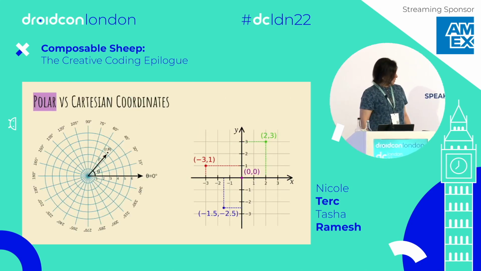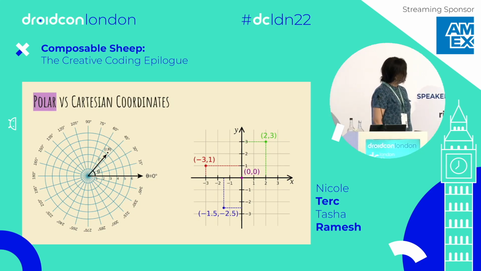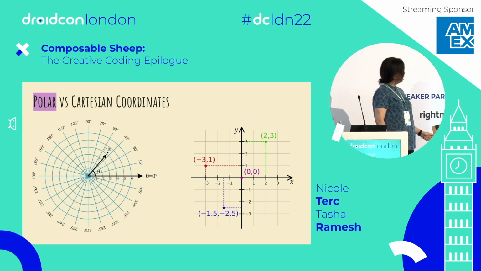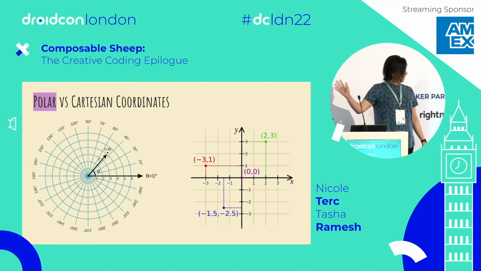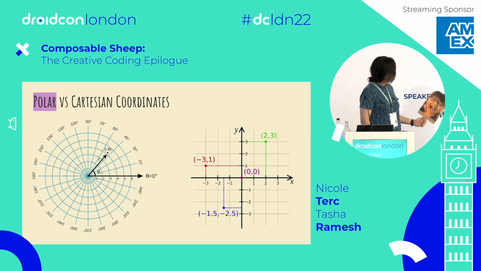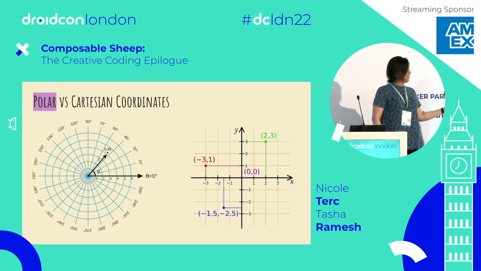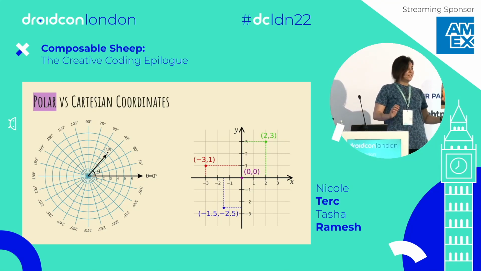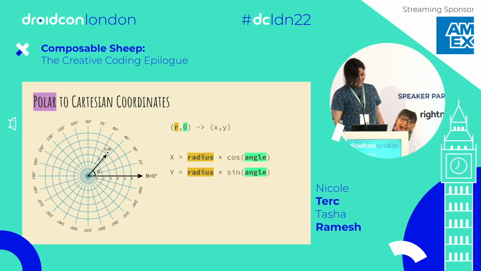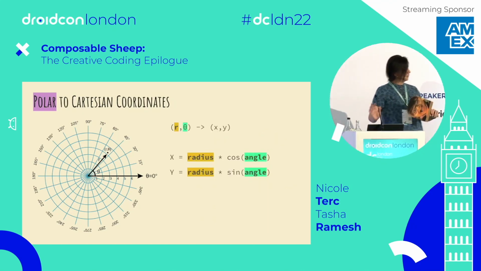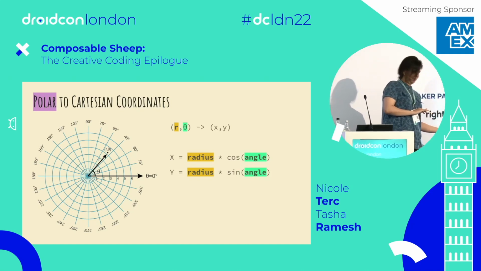So, the main difference between polar and Cartesian coordinates is that instead of using x and y to represent a point, in polar coordinates we use a radius and an angle to represent a point in the circular plot. Okay? Don't worry, we're not going to go further than this. The only thing you need to know is how to translate polar coordinates to Cartesian coordinates.